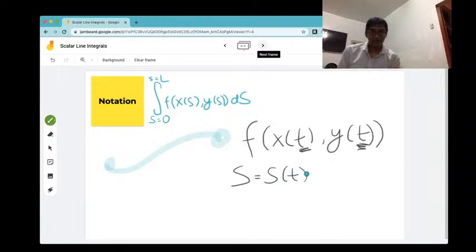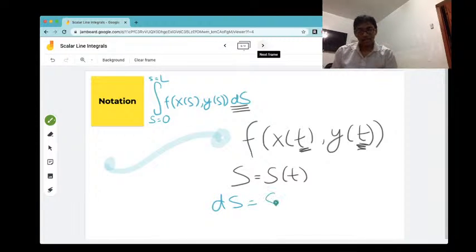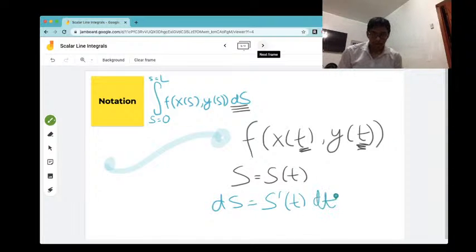Now, instead of ds, what can I replace ds by? To replace ds by something, I need to know what ds is. So I'm just going to take the differential of both sides. So ds is equal to, well, it's simply the chain rule, right? The derivative of the outside, s prime of t, times the derivative of the inside, dt. Because what am I differentiating with respect to? t, the common parameter. Okay, so now that I've done that, all I have to do really is replace that.